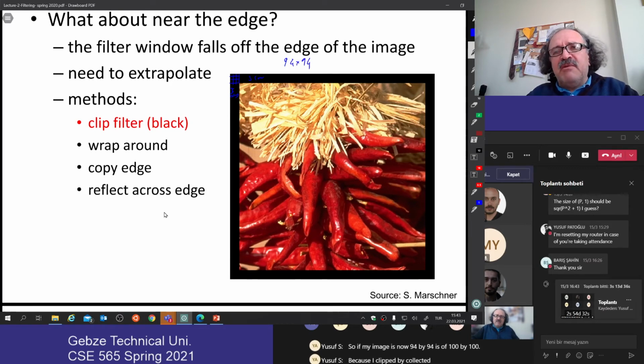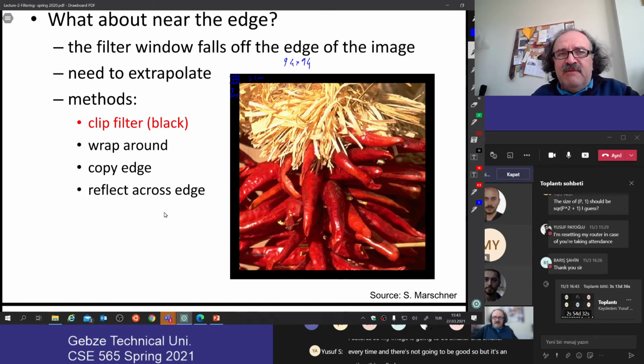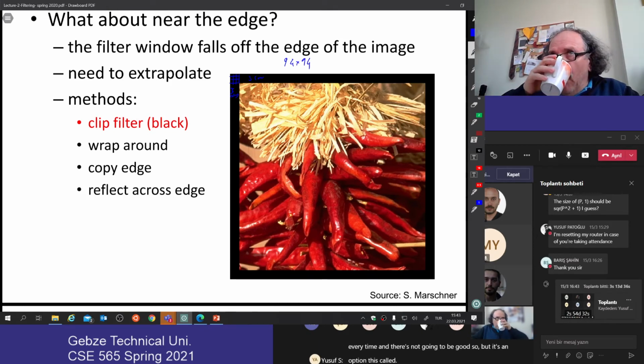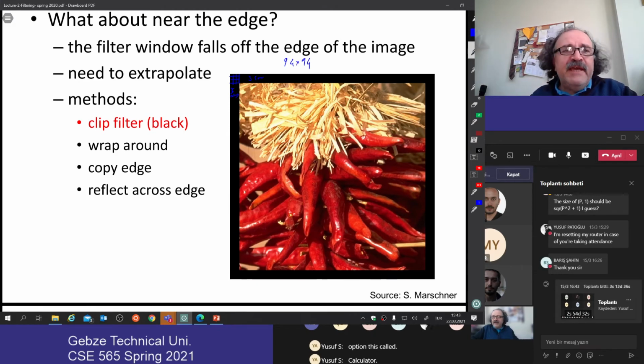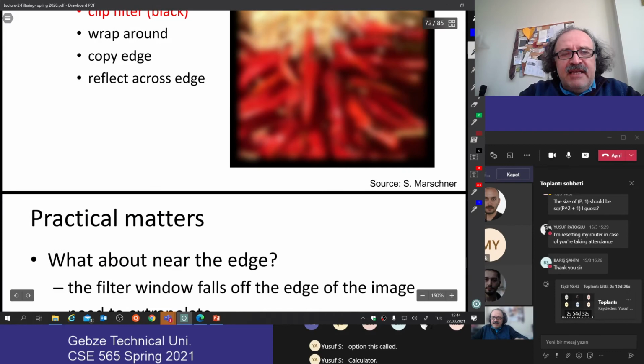So this is okay because I just lose a small part of my image. But if I keep applying many other filters, my image is going to be smaller and smaller every time, and that's not going to be good. But it's an option. This is called the clip filter. So what else other than the clip filter?